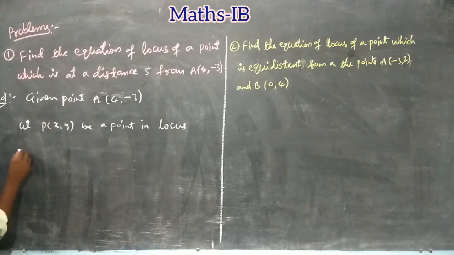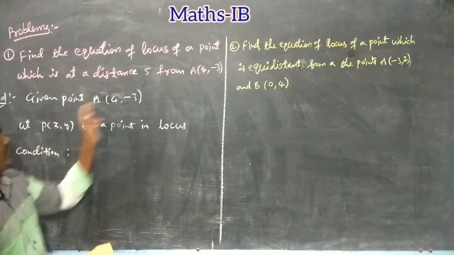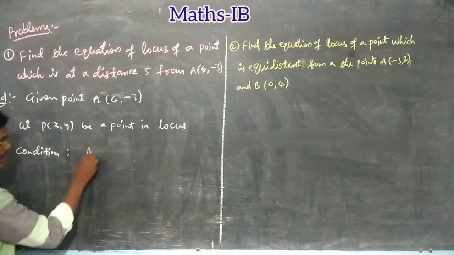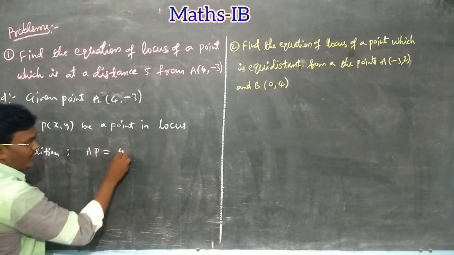So what is the given condition? What is the condition here? The condition is, so the distance between these 2 points is 5. So AP is equal to 5.